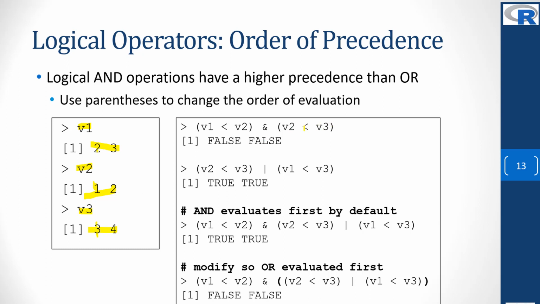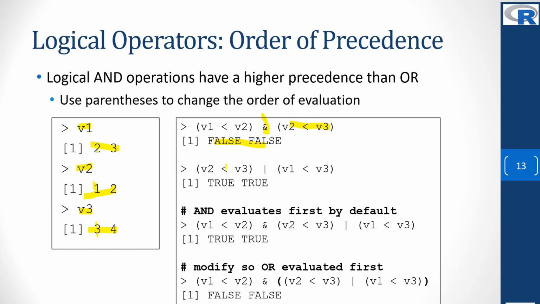So this expression is true, but when we take the combination of results from v1 less than v2, the two falses, and do the logical AND in an element-wise fashion with the two trues from here, because it is a logical AND, you get the two falses resulting here.